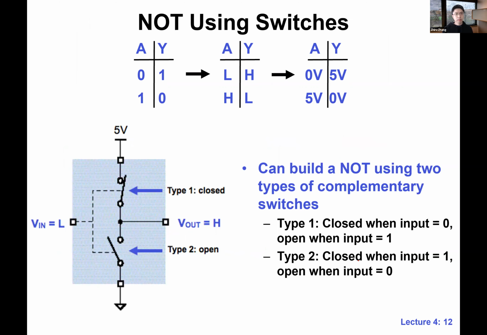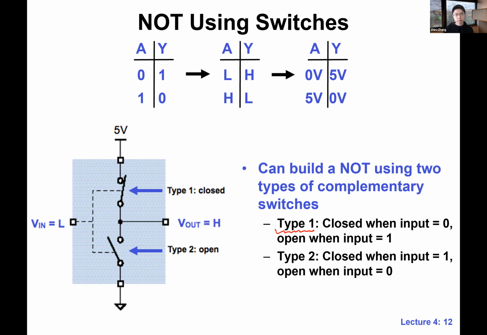All right, so let's see how we can actually build a NOT gate using switches. In fact, we are going to be using two kinds of switches. These two types of switches are complementary to each other. First, we have a so-called type 1 switch. Later on, we will replace the type 1 switch with the actual MOS transistor.